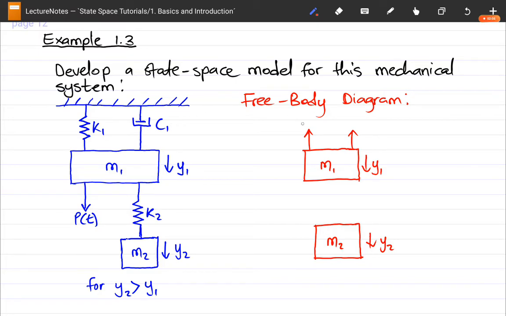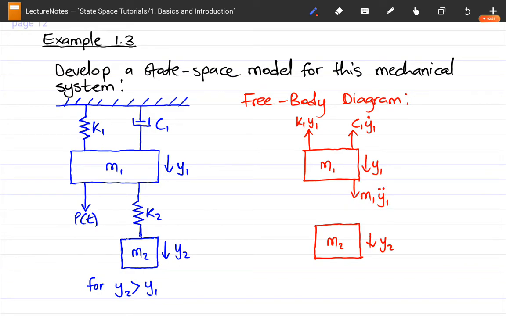For the spring, we can just specify the force. It's going to be k1 multiplied by y1, and this is just Hooke's law. And the damper is going to be c1 y1 dot, the first derivative of y1. Now we can write the forces that are acting downward on it. The forces acting downward on this mass are going to be its weight, first and foremost, and that's given as m1 multiplied by the acceleration of y1, the second derivative of y1.